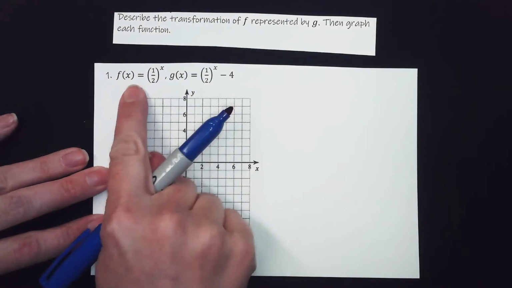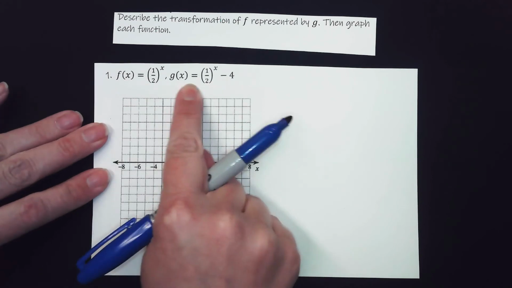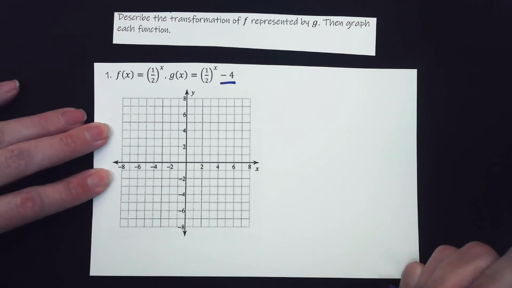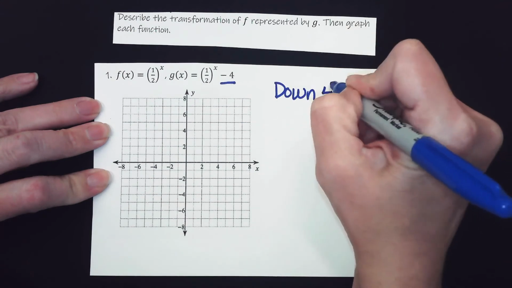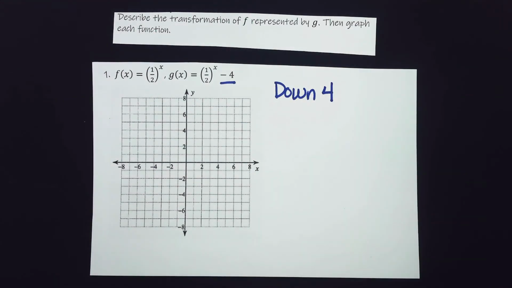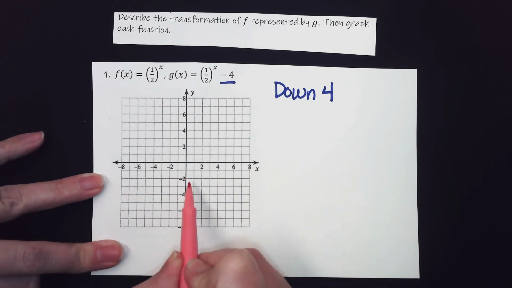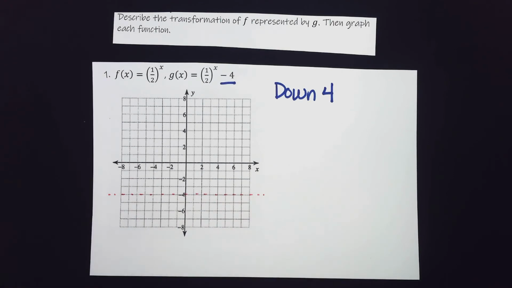In number 1, our original function was 1/2 to the x power, and now we have 1/2 to the x power minus 4. So I want to state what that minus 4 does. Since it's just tacked onto the equation, that is going to move us down 4. What that does is moves our asymptote, instead of being at the x-axis, down 4. And then nothing else about our graph changed.